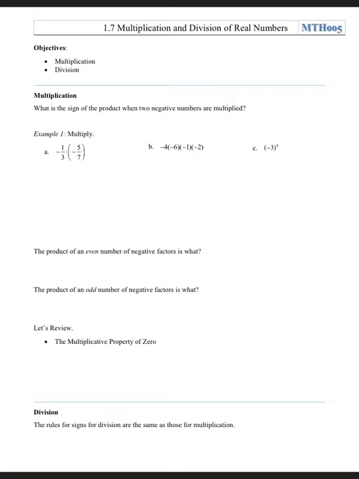Hi, in section 1.7 we're talking about multiplication and division of real numbers. What is the sign of the product when two negative numbers are multiplied? Correct, that would be a positive.